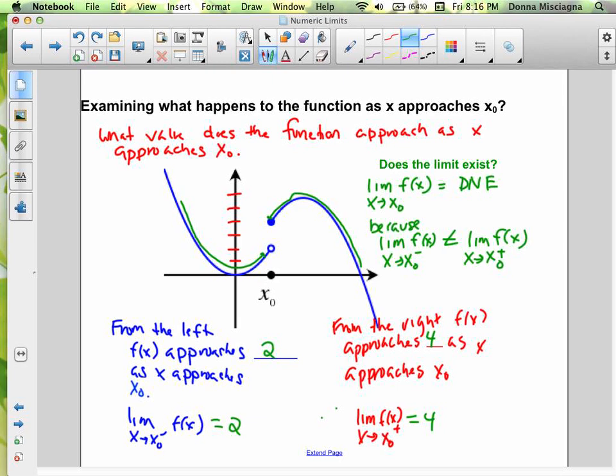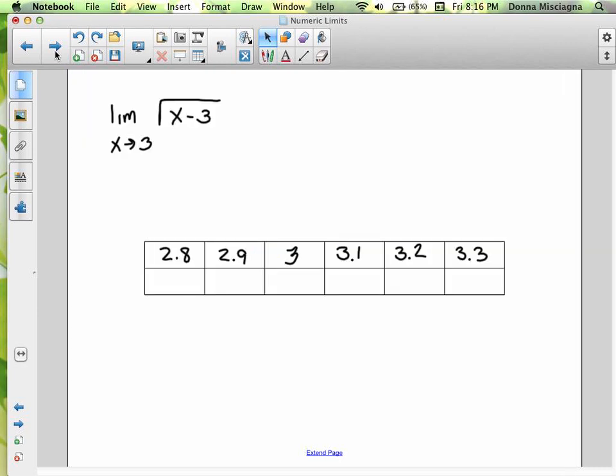Both the one-sided limits exist. The left-hand limit exists, it's 2. The right-hand limit exists, it's 4. But since they're not the same value, the two-sided limit does not exist. Both of our one-sided limits exist, but the two-sided limit does not exist. So the two-sided limit requires us to look at both sides.